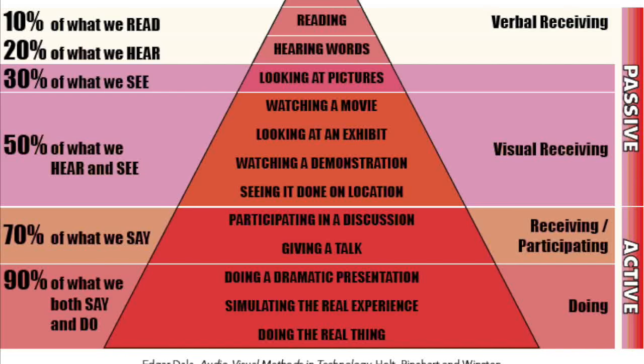Learning. How does learning occur? Well, there's this thing called the learning pyramid. First of all, what you need to know is that we retain about 10% of what we read, 20% of what we hear, 30% of what we see, 50% of what we see and hear, 70% of what we discuss, and 90% of what we teach.